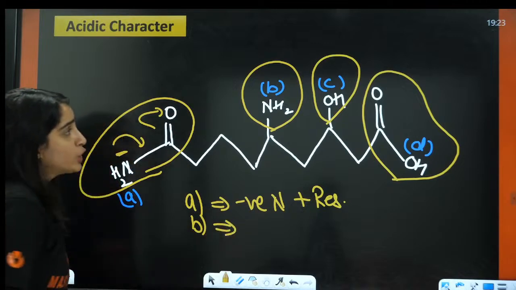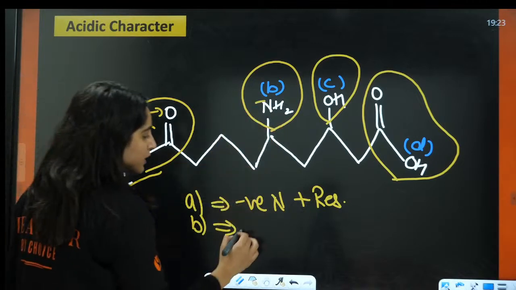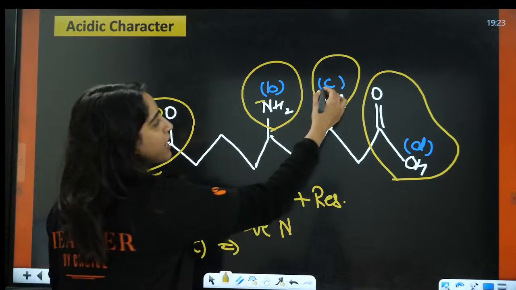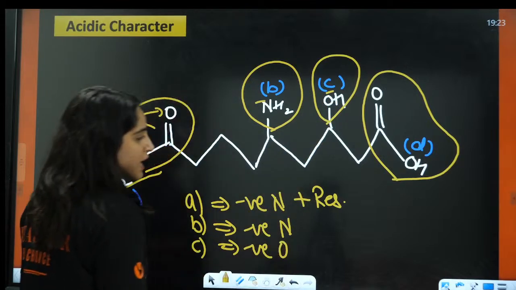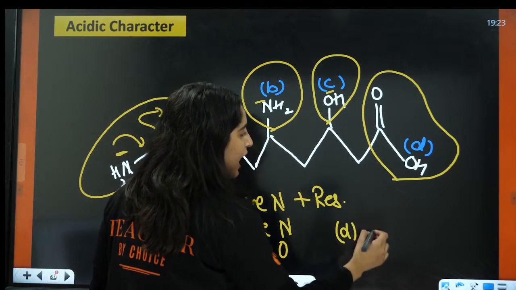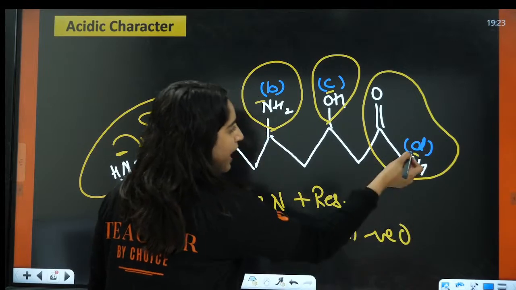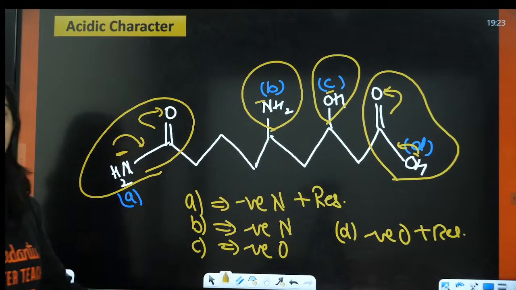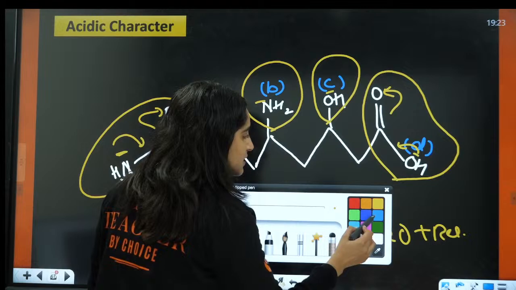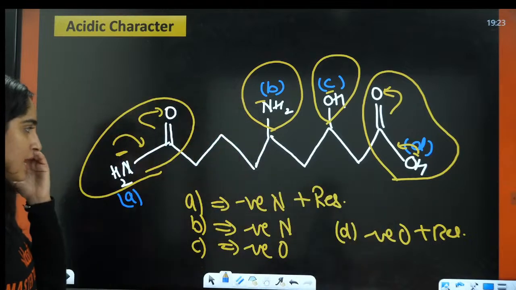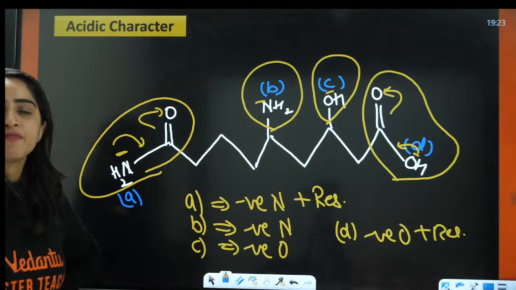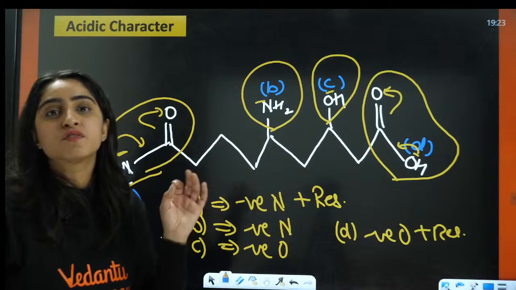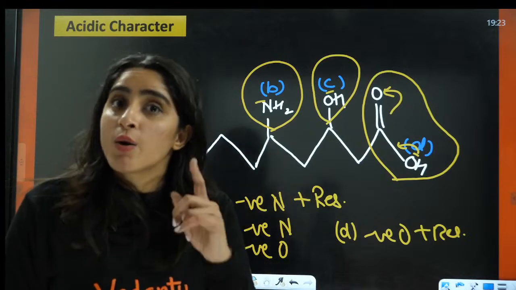In the B case, you will have negative charge on the nitrogen. In the C case, what will you have? Negative charge on the oxygen. And in the D case, you will have negative charge on oxygen, as well as resonance. So, what is the stability, the acidic strength of all these groups? Negative charge on nitrogen or on oxygen? Negative charge on the more electronegative atom is more stable.